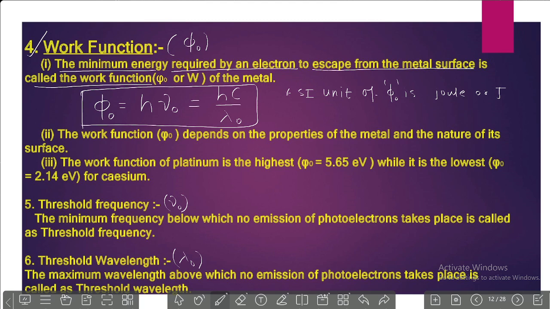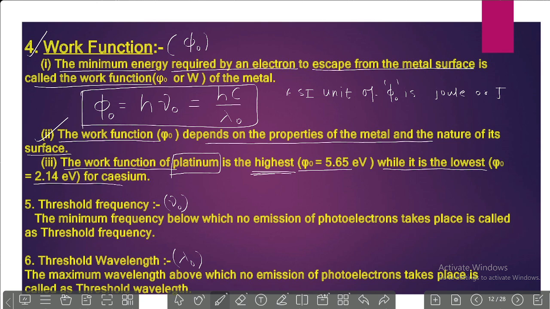Now remember, work function phi naught depends on the properties of the metal and the nature of its surface. The work function of platinum is highest, while it is lowest for cesium: 2.14 electron volt for cesium and 5.65 electron volt for platinum. Electron volt can be the practical unit for phi naught. So platinum has the highest work function and cesium the lowest.